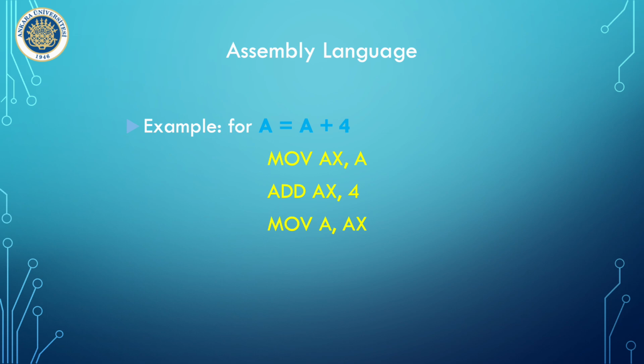In this example, I tried to demonstrate how a simple high-level statement such as E equals A plus 4 is implemented in assembly language. First, the value of A is loaded into the A register, then an arithmetic operation is performed, and finally, the result is written back to memory. This clearly shows how assembly exposes the exact steps performed by the processor.